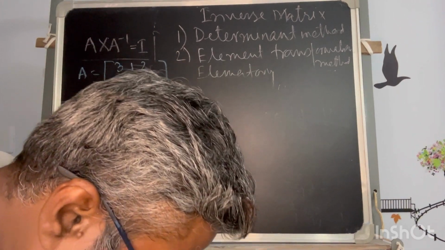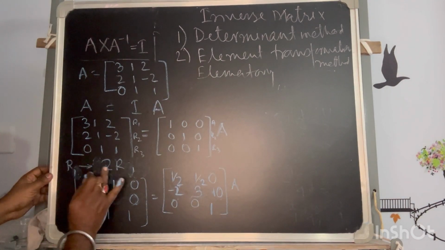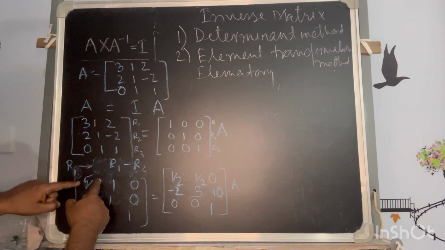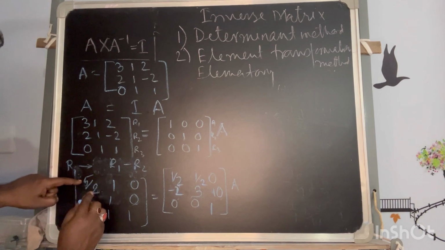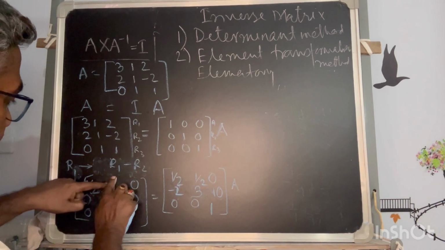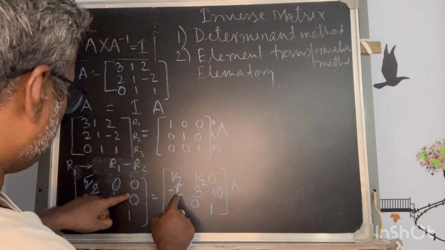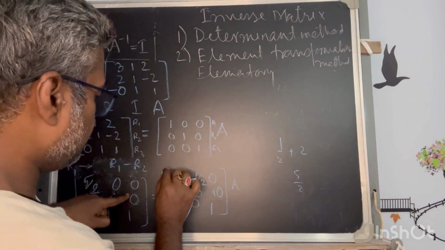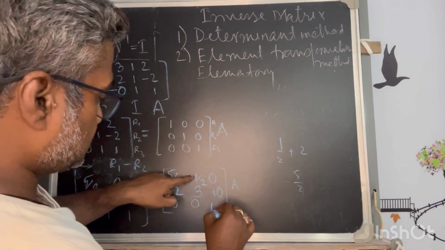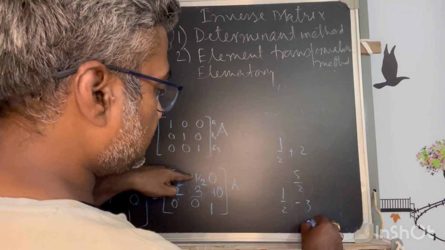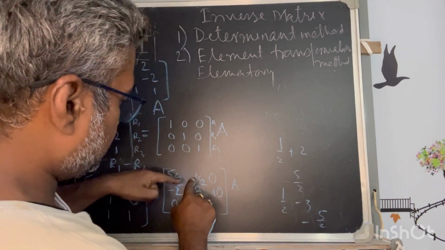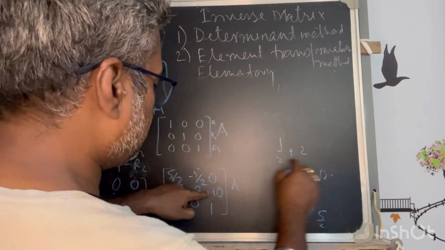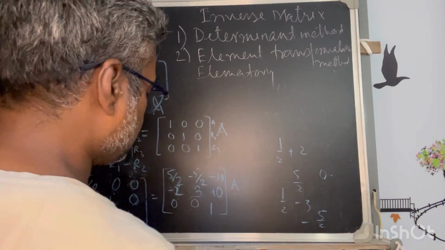So the next operation is R1 becomes R1 minus R2. I am deducting R1, changing this, and deducting R2 from this. So this will be same. This will change into 0. This will be same. So what I am doing, this minus this, half minus of minus and plus 2, this will be 5 by 2. This is half minus 3, that means equal to minus 5 by 2. And this 0 minus 10, that means equal to minus 10.